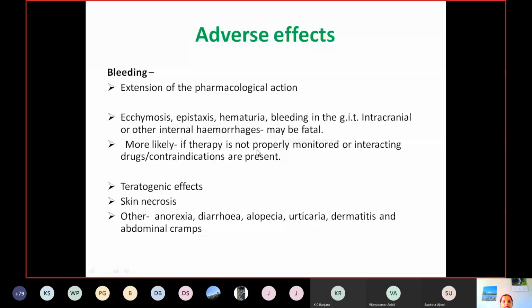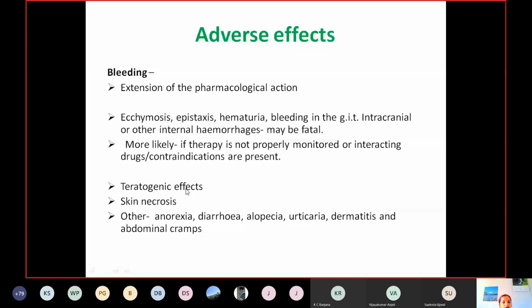It is more likely if the therapy is not properly monitored, or interacting drugs or contraindications are present. I have already discussed drug interactions. If you don't ask the history of the patient about any drugs interacting with warfarin, and if the monitoring is not done properly, like if the PT is not done on a regular basis, in that condition there is an excessive chance of bleeding. So this is a very common complication of warfarin. For this reason, you have to do PT monitoring, as well as ask the patient about other concomitant drugs.